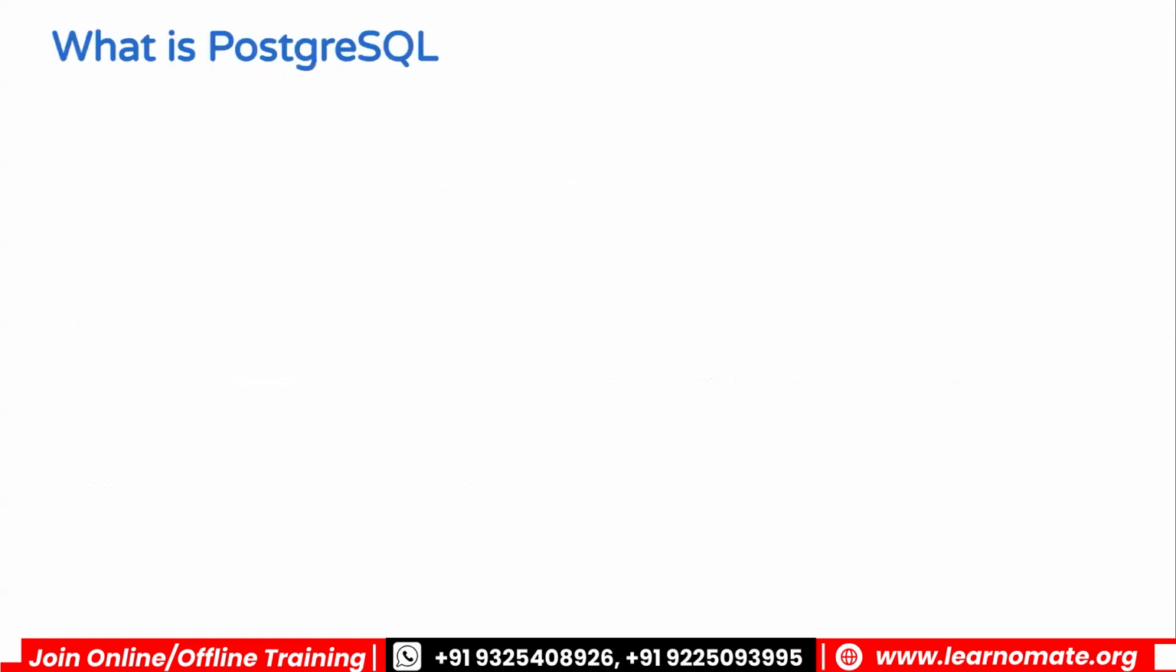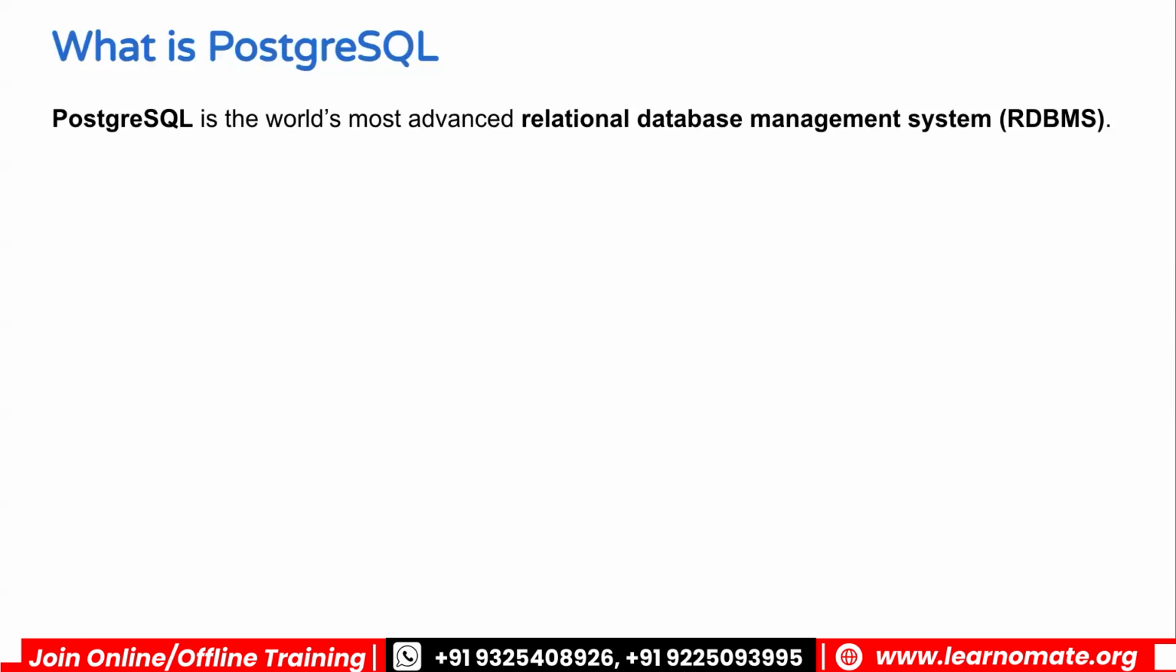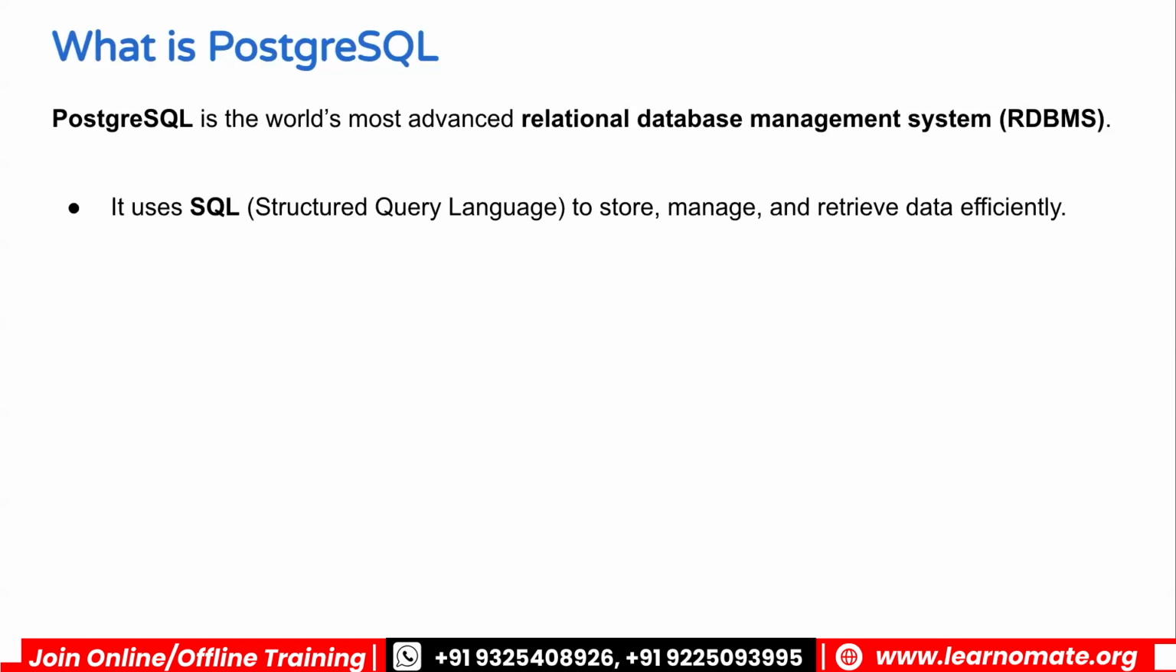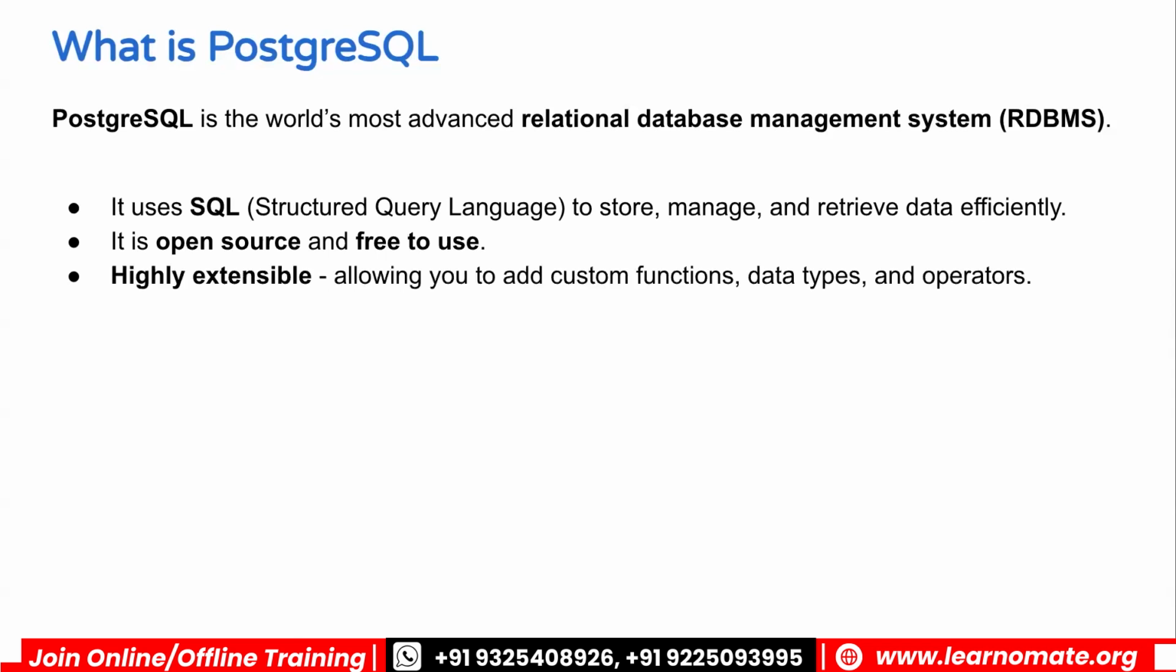So what is PostgreSQL? PostgreSQL is the world's most advanced open source database system. It uses SQL to query the data or to store the data. It's open source and free to use. We can change the source code as well. Source code is available whenever we download the software. It is highly extensible. That means we can add our own user-defined data types, functions, or operators. We can even use extensions for multiple uses. There are a lot of extensions available for PostgreSQL, right?